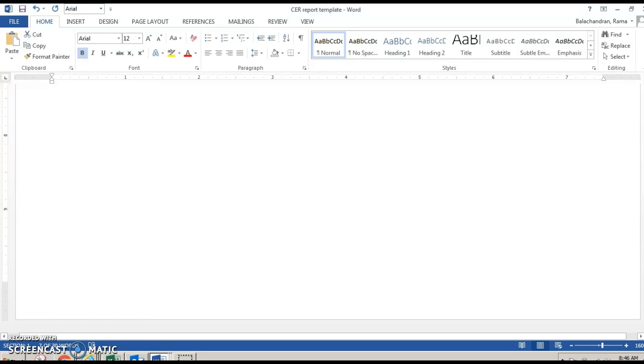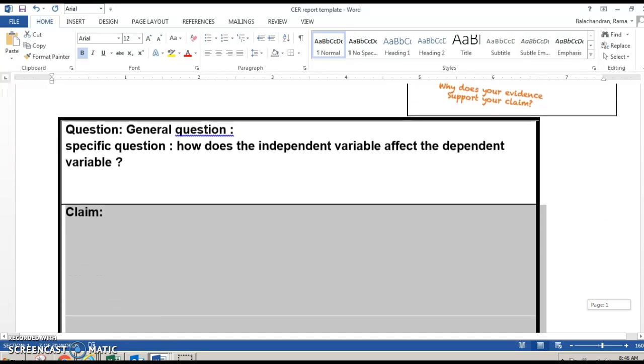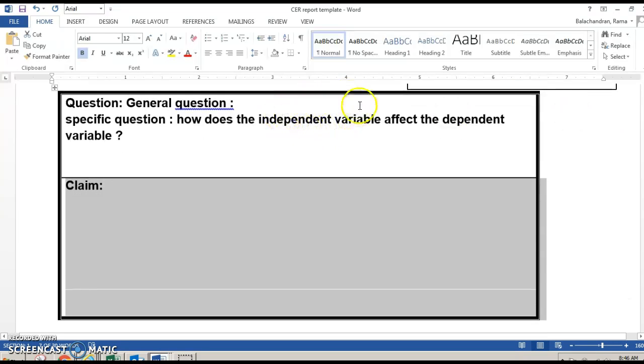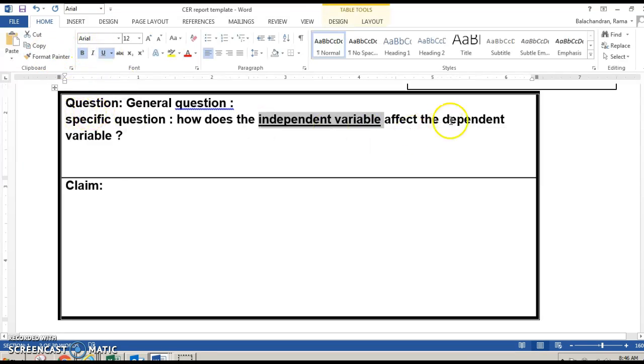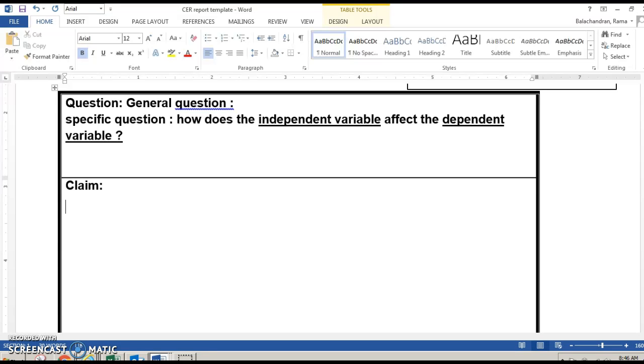if your question is worded as, how does your independent variable affect the dependent variable? Remember, you have to insert the quantities under independent variable and dependent variable. Because I don't want to write the question for you, I'm going to leave it so that you can go back and write that question. So your claim should directly answer the general or the specific question that you have written. So if you wrote this specific question, then your claim should be, well, if I change the slope or the height of the ramp, then this is going to affect my dependent variable like this. So that should be your claim.